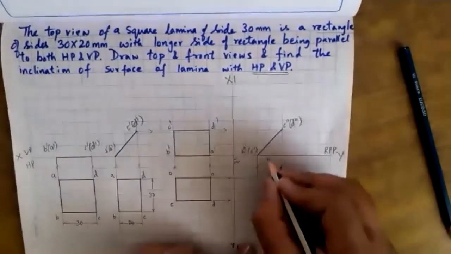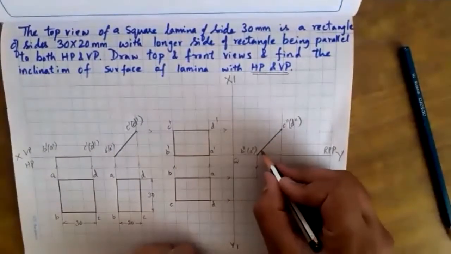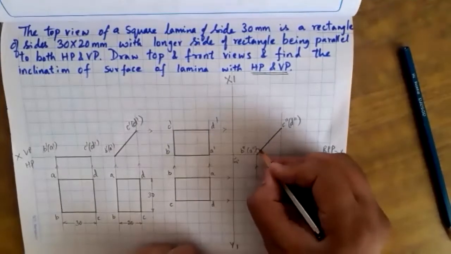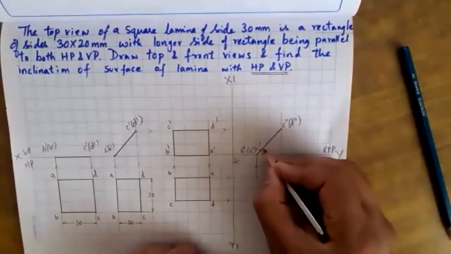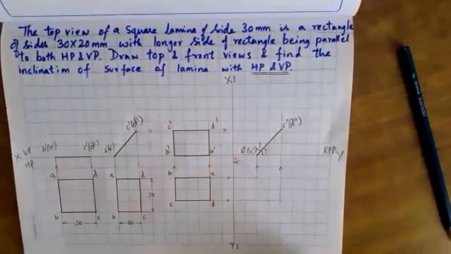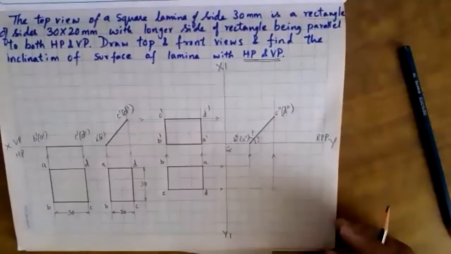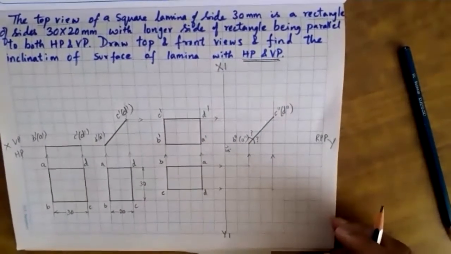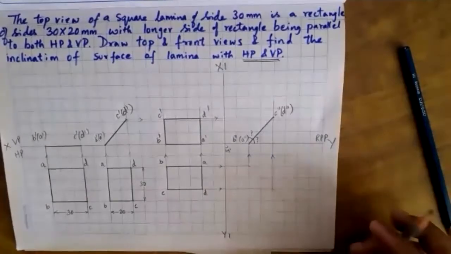Now you have to identify the inclination of the lamina with HP, how much, and the inclination of the lamina with VP, how much. So can anybody tell me how much it is?